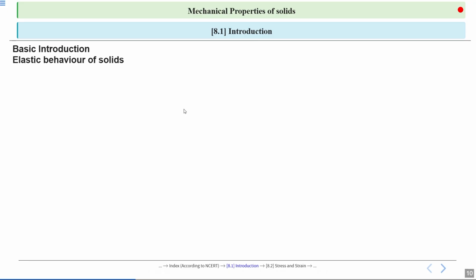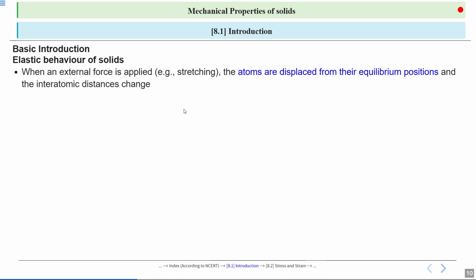Elastic behavior of solids. When an external force is applied, the atoms are displaced from their equilibrium positions and the interatomic distances change. This is important because it affects the material's ability to return to its original shape or form. The atoms are not just moving randomly, they are being pushed out of their usual position.